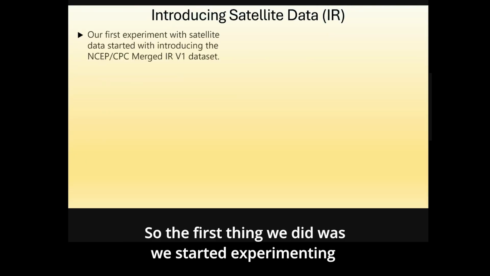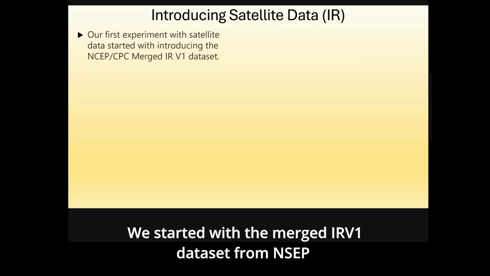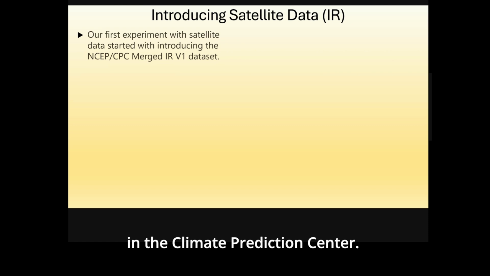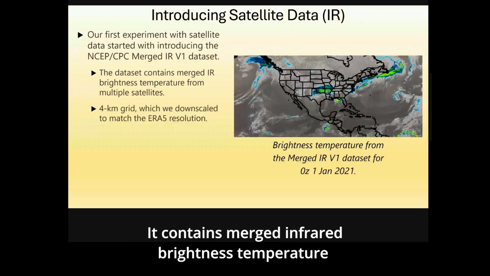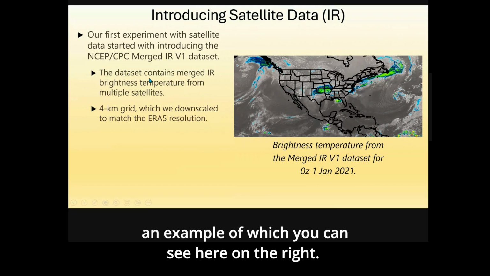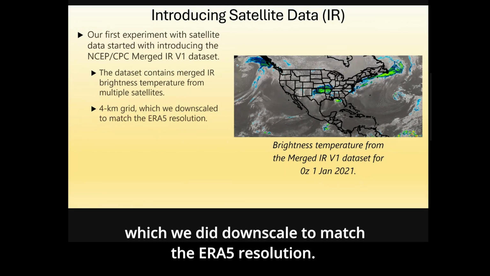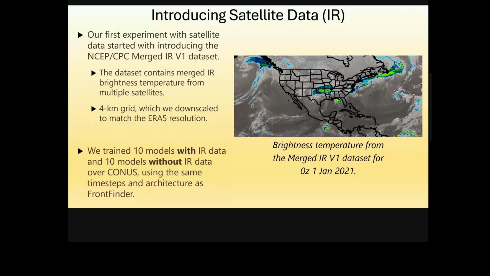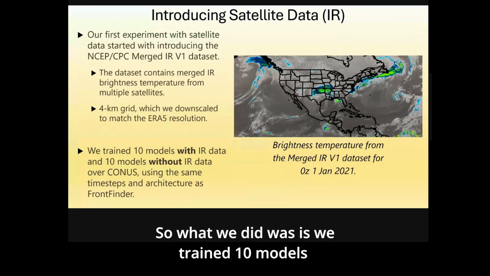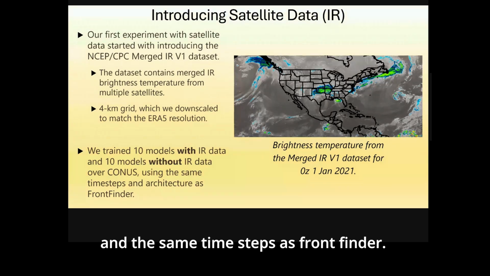So the first thing we did was we started experimenting with satellite data. We started with the merged IRV1 data set from NCEP and the Climate Prediction Center. It contains merged infrared brightness temperature from multiple satellites, an example of which you can see here on the right. It's on a 4-kilometer grid, which we did downscale to match the ERA5 resolution. So what we did was we trained 10 models that have the same architecture and the same time steps as Front Finder.